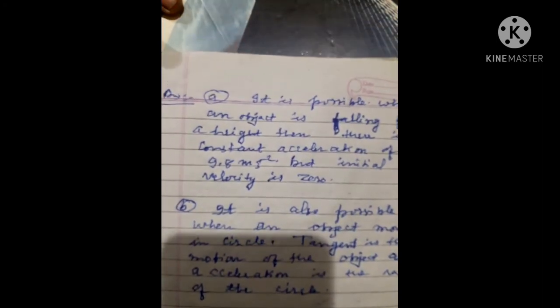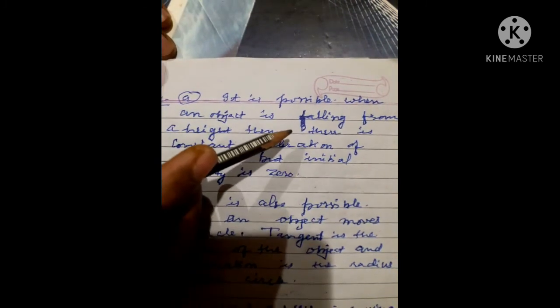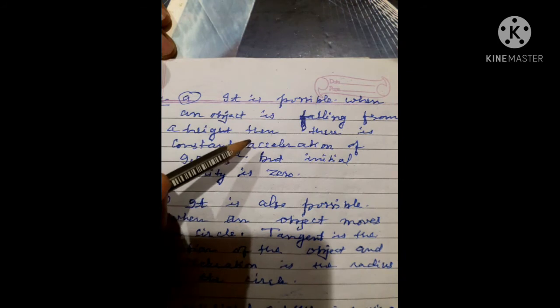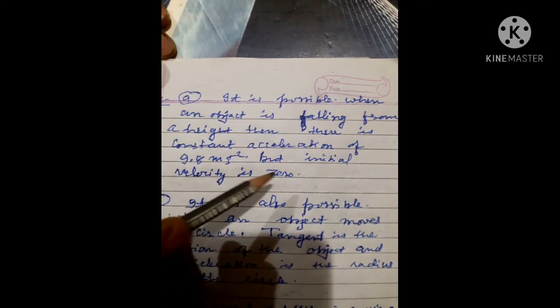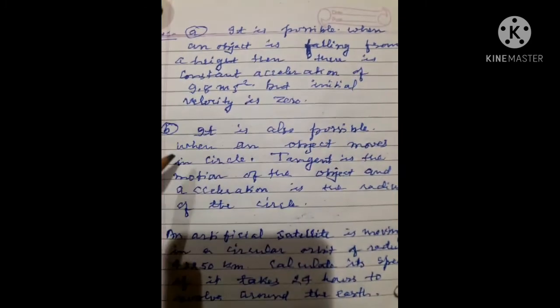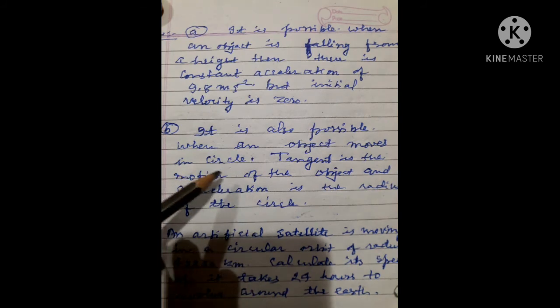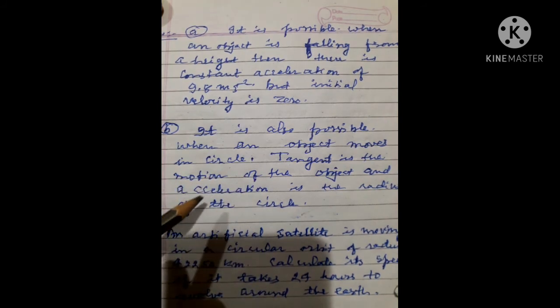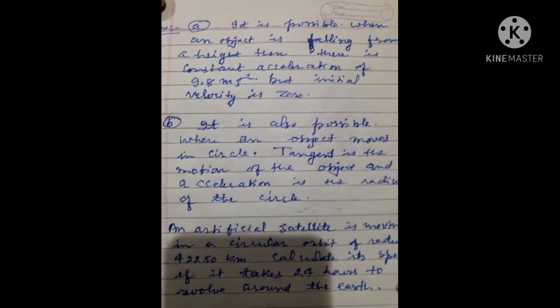Now, it is possible when an object is falling from a height, then there is a constant acceleration of 9.8 meter per second square. That is acceleration due to gravity. But initial velocity is 0. It is also possible when an object moves in a circle. The motion of the object is along the tangent and the acceleration is along the radius of the circle.